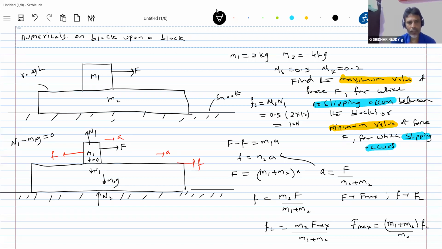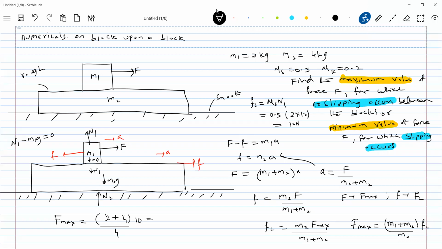So let me get the value of F max. F max is equal to M1 plus M2, where M1 is 2 and M2 is 4, by M2, which is 4, times FL, which is 10 Newton. So F max is 15 Newton.